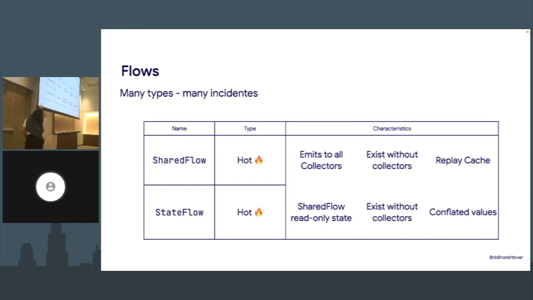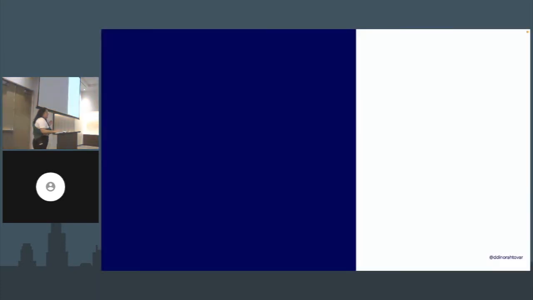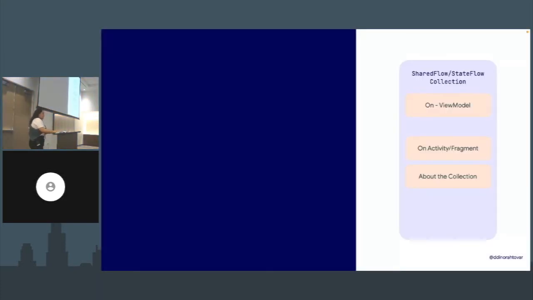The SharedFlow is the dad of the StateFlow, because the StateFlow is only a SharedFlow that has a read-only state. But both of them share this characteristic: they exist without collectors and emit to all the collectors. So if you have this situation, you end up doing something like this in your collection, right?